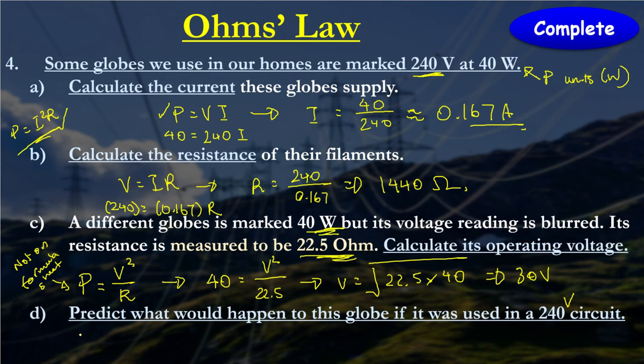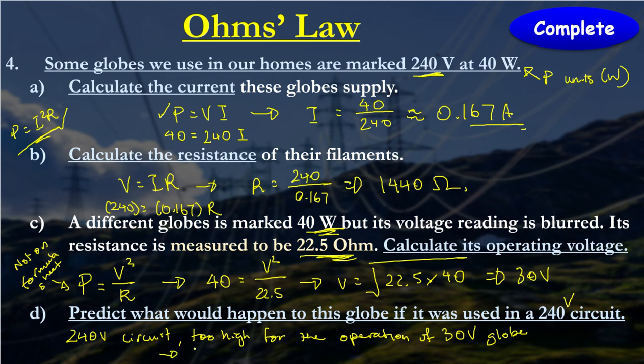So what we could say is the 240 volt circuit is too high for the operation of a 30 volt globe. And what will actually happen, this will cause a thing called short circuiting, and that can end up breaking our circuit. It can possibly explode, or at least explode the wires, so it wouldn't be functional.